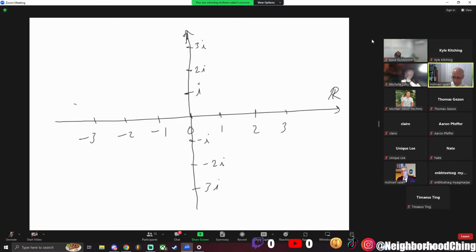So let's pick a point. Let's say if I pick a point right here, now this is going to be 1 plus 2i. If I pick a point right here, this is going to be -3 minus 2i. If I pick a point down here, this is 3 minus 3i. If I pick a point here, this is going to be -2 plus 2i.